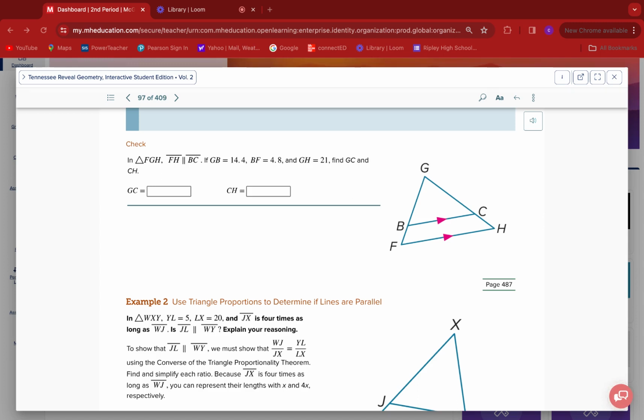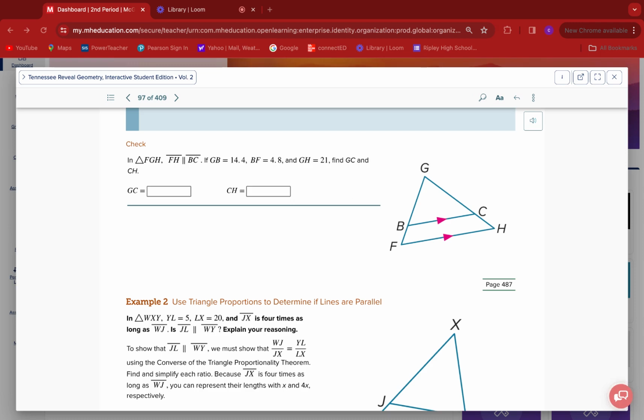Left with left. And I'm going to do right with right. 15.75 over that unknown, which I'm going to call CH, so you guys don't get confused of what I'm trying to solve for. I'm trying to solve this little section right here. All right, cross multiply and solve.